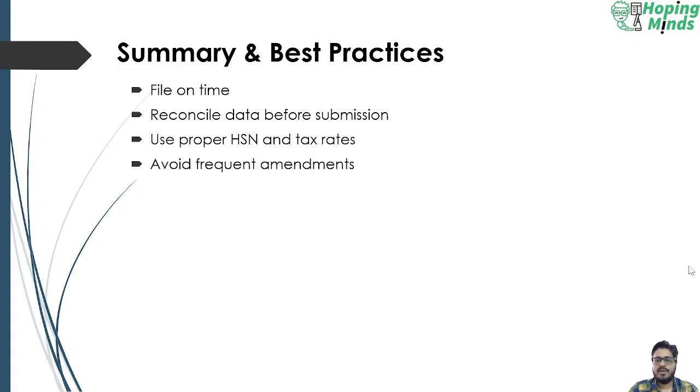So let's summarize today's topic. GSTR-1 needs to be filed on time so as to avoid any penalties or notices from the department. Then reconcile data before submission. Always reconcile the data that we have used in filing of GSTR-1 return. Use proper HSN and tax rates. The tax rate pertaining to HSN codes must be verified before filing of GST returns, and avoid frequent amendments.